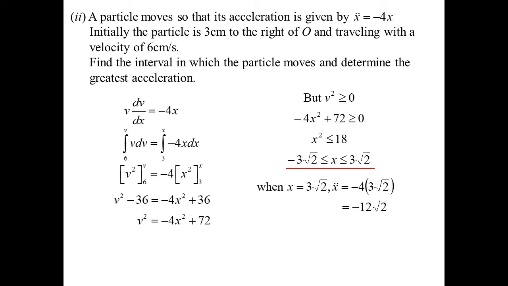Greatest acceleration? Well, we know the greatest acceleration must happen at the greatest displacement, because acceleration is proportional to displacement. We now know the path of the particle. Possibly I picked the wrong end, because I ended up with negative 12 root 2. Technically it's positive 12 root 2 that would be the greatest, and that's what I'm going to write down. So the greatest acceleration is 12 root 2 centimeters per second squared.